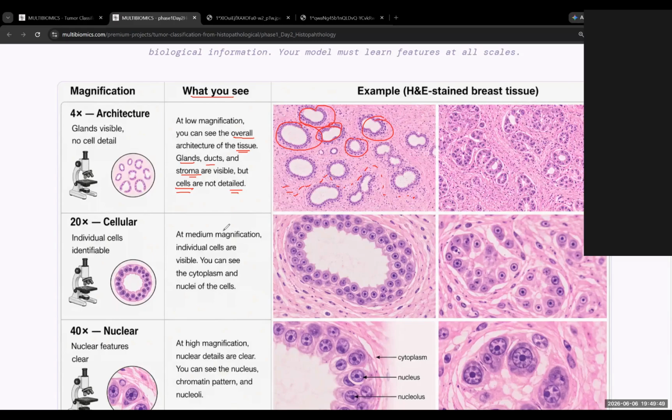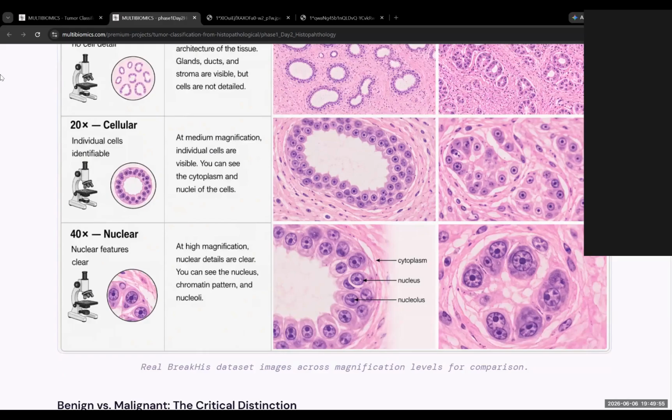Then you slightly increase the magnification. At medium magnification, you start to observe the individual cells and the cytoplasm, and roughly you can see the dark portion as the nuclei. At a very high magnification, you can further see details like chromatin patterns, and the purple patches, like mitotic cells, are also visible. So as we increase the magnification, we can see more details.